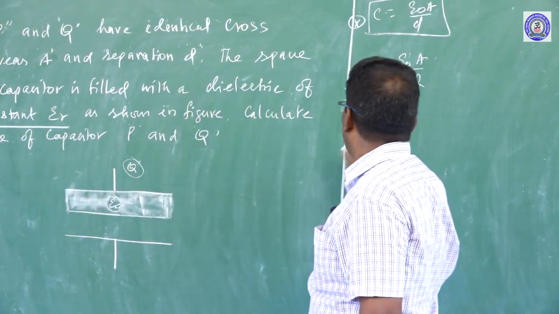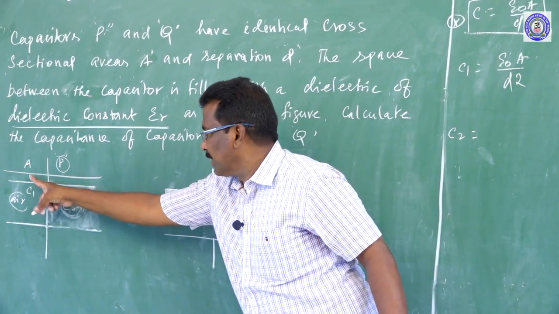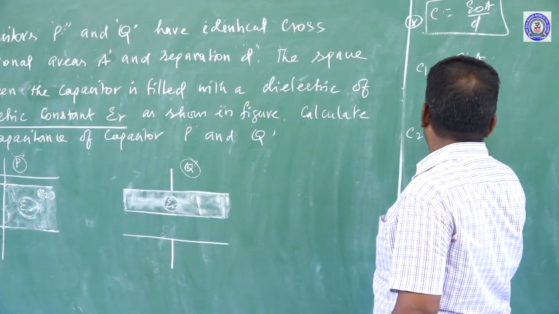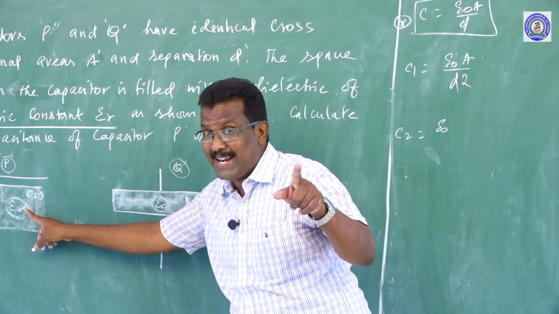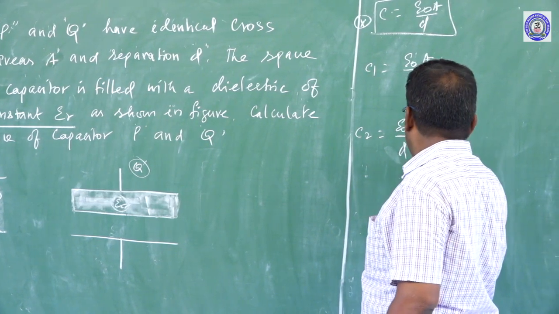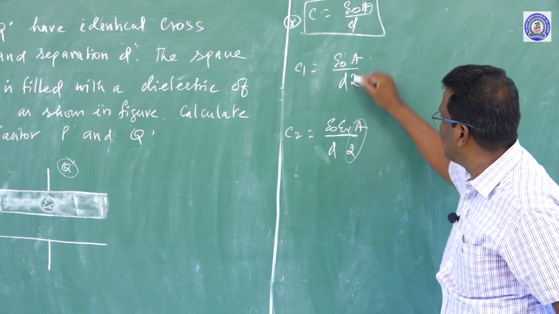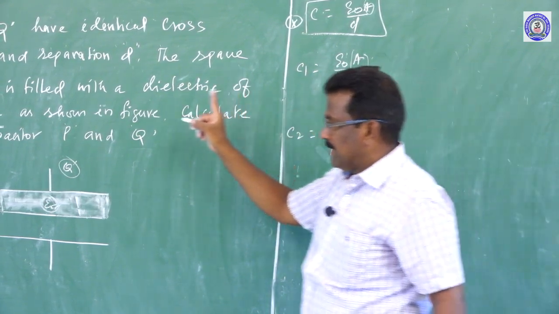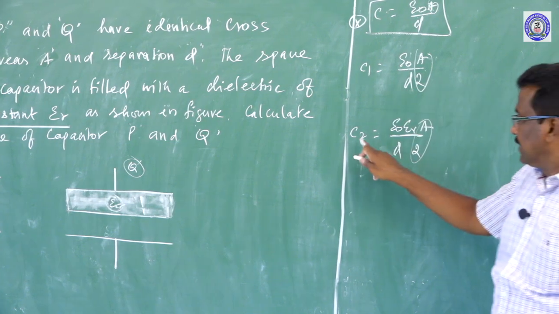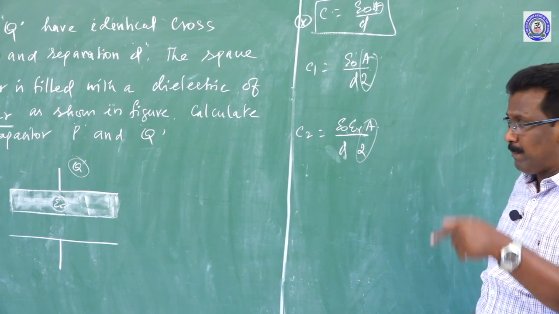And for capacitor C2, similarly the area of cross section is half. The remaining half is filled with the dielectric, so it is not air media: epsilon naught epsilon r A by D, with the area becoming A by 2. So the capacitance of the air filled capacitor is epsilon naught A by 2D, and in the second case, epsilon naught epsilon r A by 2D.